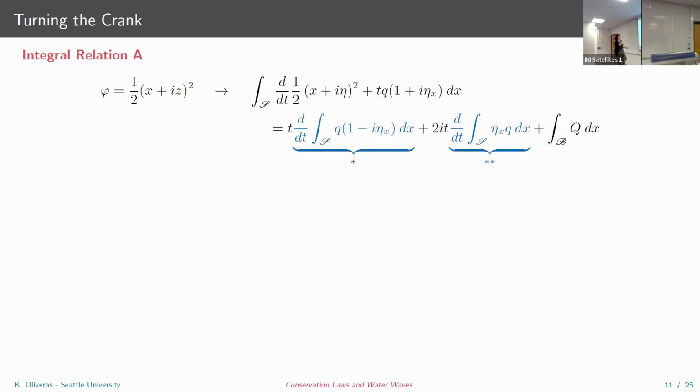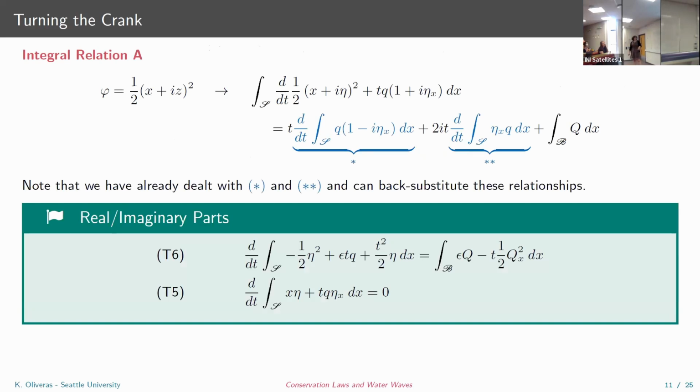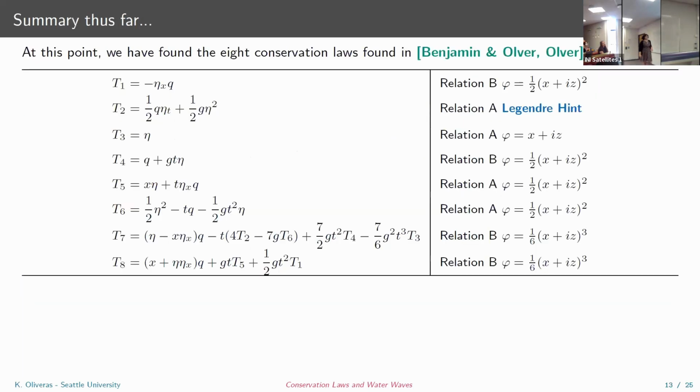And what you see is that as you plug these in, you're getting things in terms of previously computed conserved densities. So you just keep going and you're able to find all of the ones that Benjamin and Olver found in their paper. Okay, so we're able to generate the same list from Benjamin and Olver, and then a subsequent paper by Olver, where Olver proved that these are the only 8 conservation laws for the waterway problem. Let's put an asterisk on that, because these are the only 8 local conservation laws of the waterway problem.